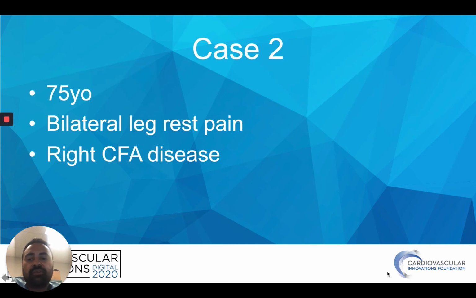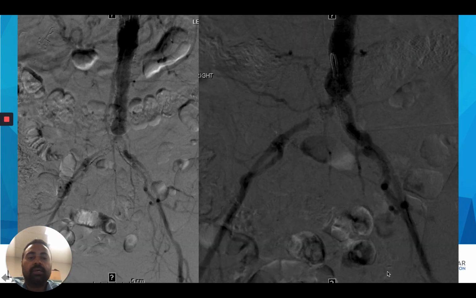Another case, 75-year-old bilateral rest pain, has also right-sided common femoral artery disease. Here's the angiograms, static images. You can see there's bilateral common iliac artery disease, a little bit of disease in the distal abdominal aorta, however, not pertinent here. Internal on the left is seen on the left image, and internal on the right can be seen on the right image.